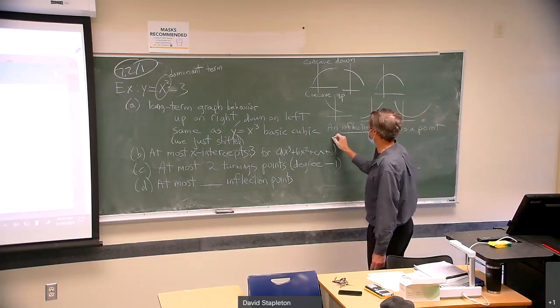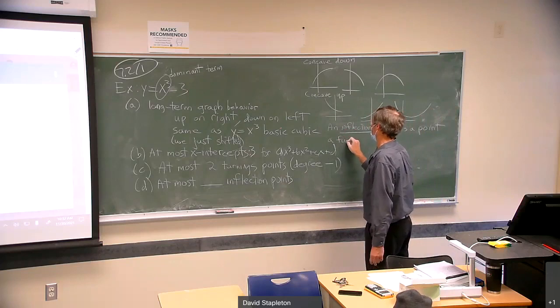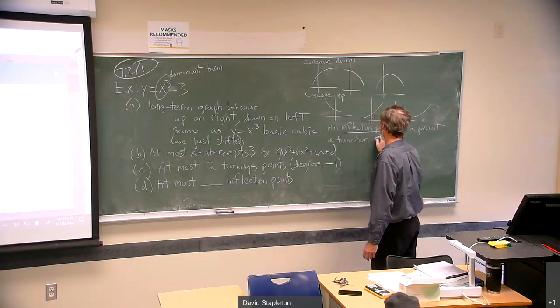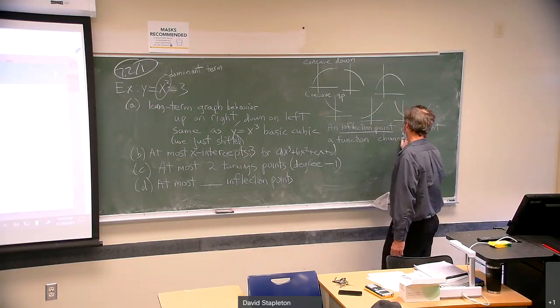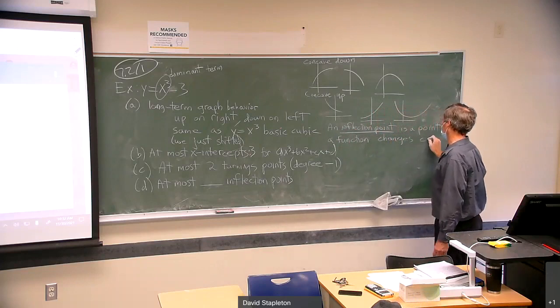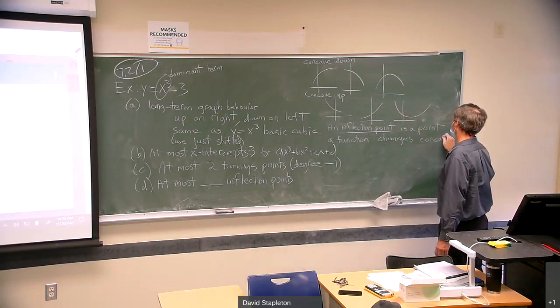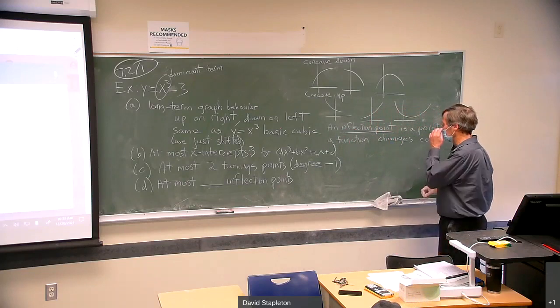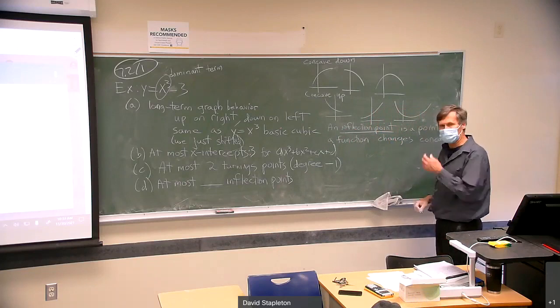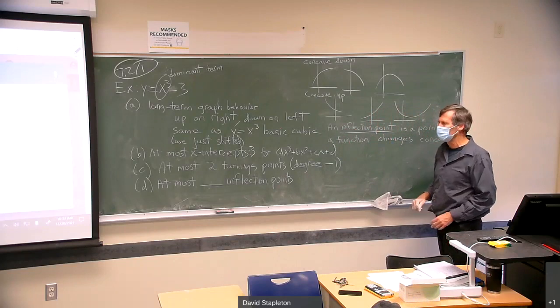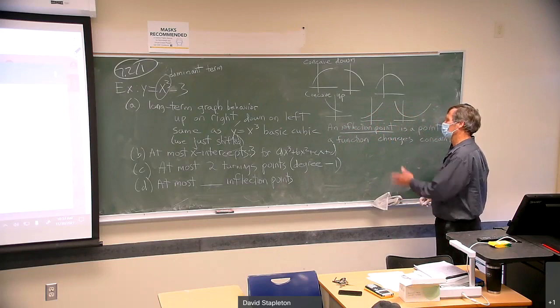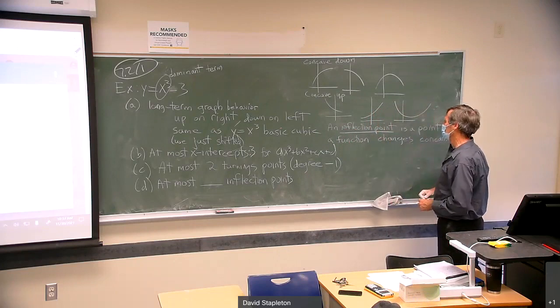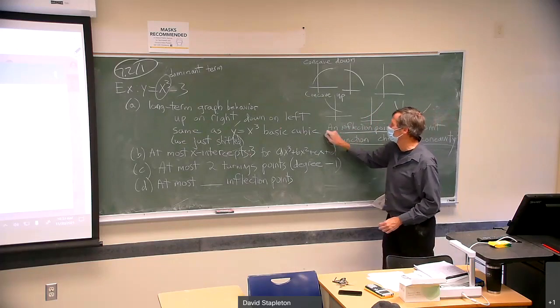Whether it's a polynomial or not, a function changing concavity, up to down or down to up, is an inflection point. This is actually an important concept in business. It's the point of diminishing returns, where it changes concavity from concave up to concave down. So they have important things even in business, not just in mathematics.